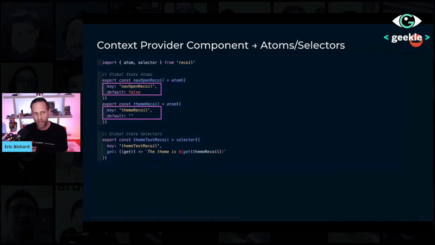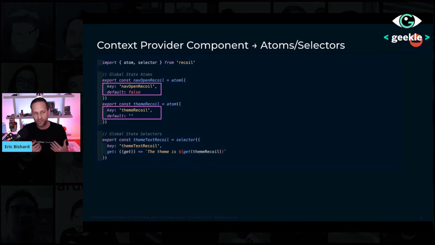So we import atom and selector. As you can see here, we have nav open Recoil and theme Recoil. They have a key. Now the key needs to be a unique value, and it needs to be serializable, so like a string is great. And then down here at the bottom, we have something called theme text Recoil. So this is a very contrived example of using a selector. It's the easiest way you can use a selector.